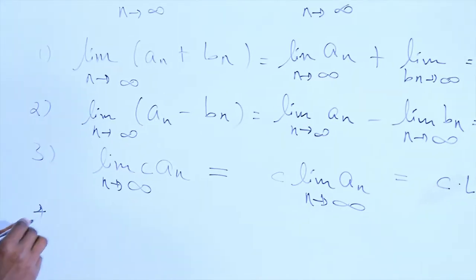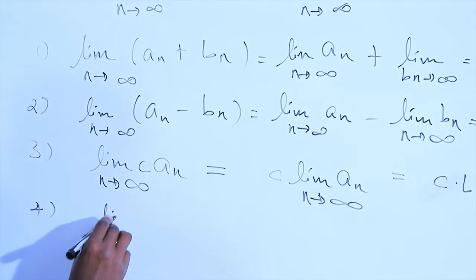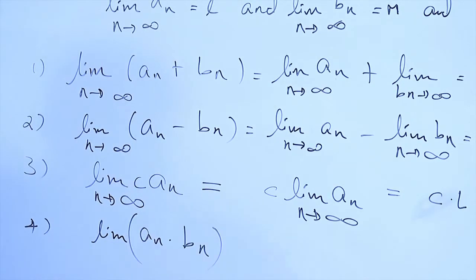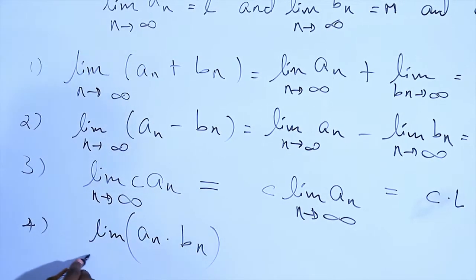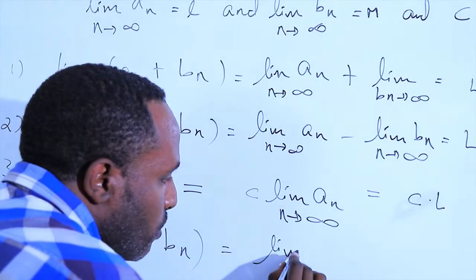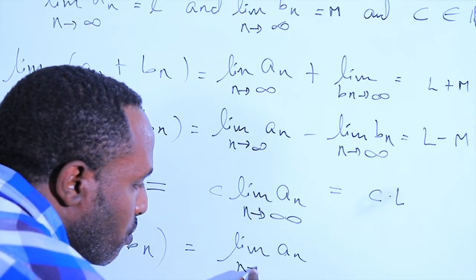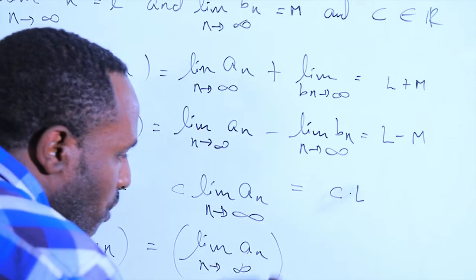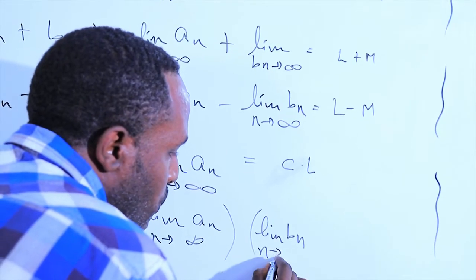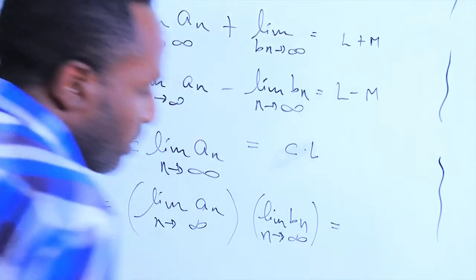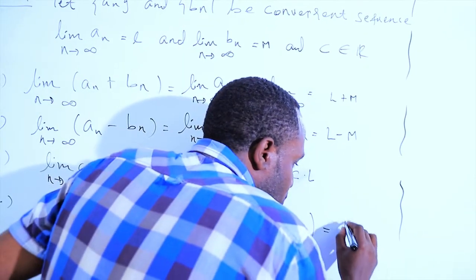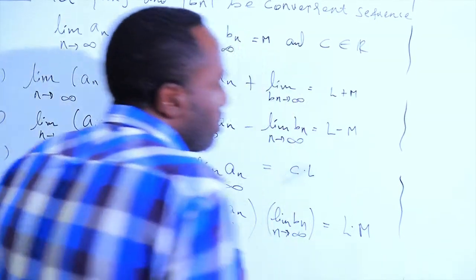The fourth property says that the limit of the product of the sequences an times bn as n approaches infinity is equal to the limit of the sequence an as n approaches infinity times the limit of the sequence bn as n approaches infinity. So the result is L times m.